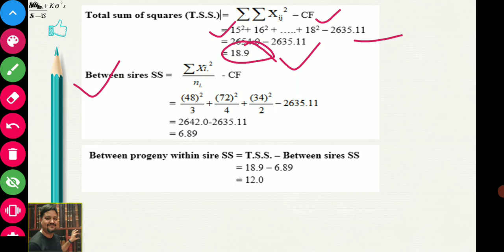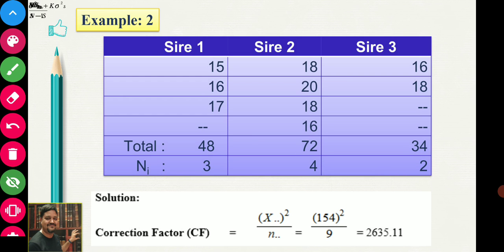Now the between sum of square, that means sire sum of square. So summation xi square divided by ni minus correction factor. So you know in each case you are having different number of progeny. If you remember in the previous example, we divided equally by number 3, because there each sire was having only 3 progeny. Here in this case, the numbers are varying. That is why if you see the table, you are having total for first sire 48, second sire 72, third sire 34.